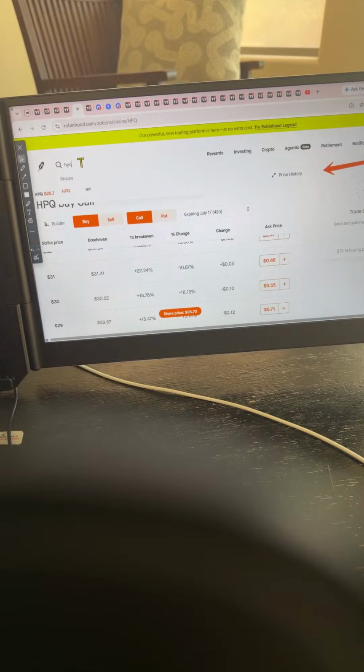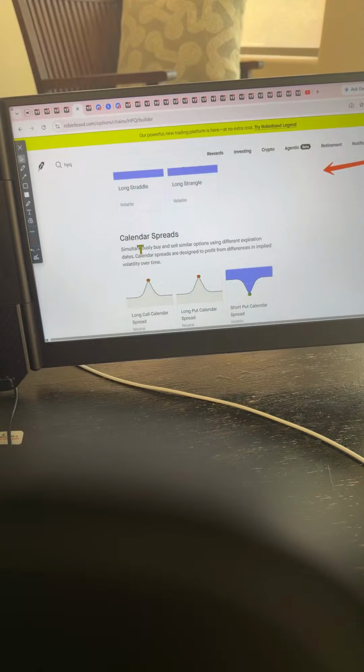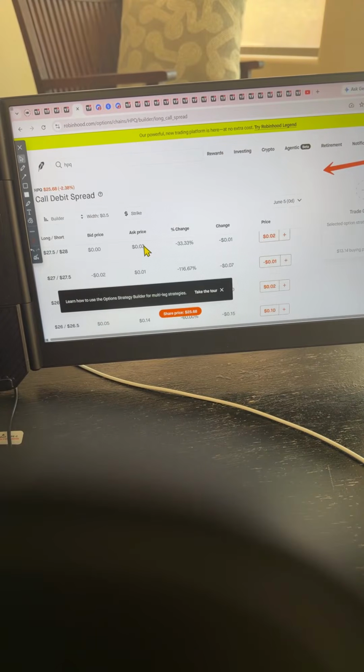Are we looking at HPQ still, Kev? Yeah, 35, 38. So I'm gonna go under HPQ. Let me do it on both of mine. Sorry, it's gonna take a minute. So we're gonna go over here in Builder. We're on Robinhood. I'm gonna go over to vertical call debit spreads, right, Kev? Am I gonna do a width of 50 cents, $1, $3?